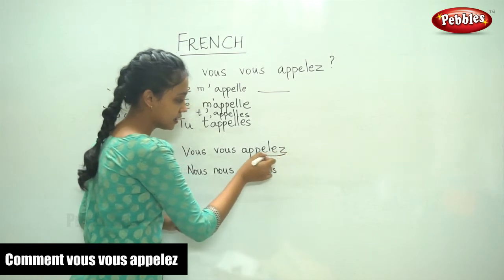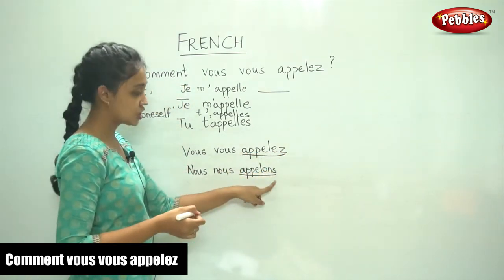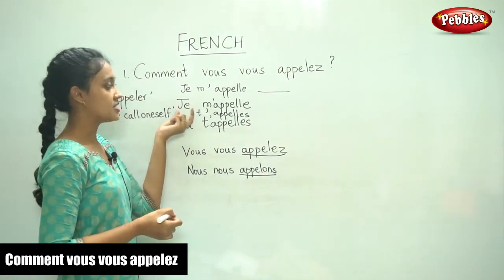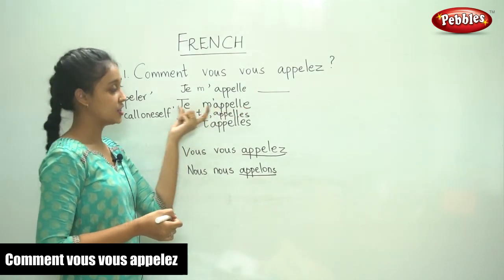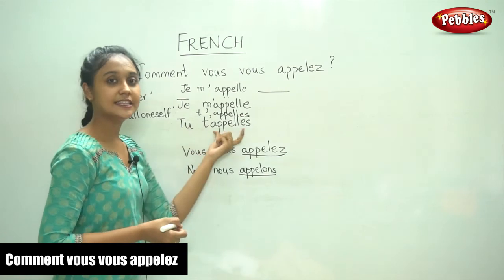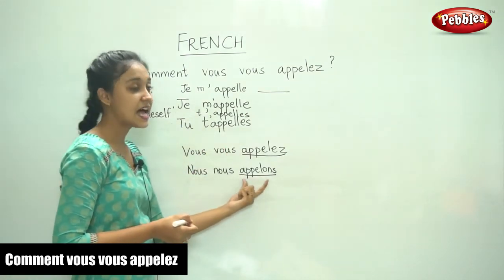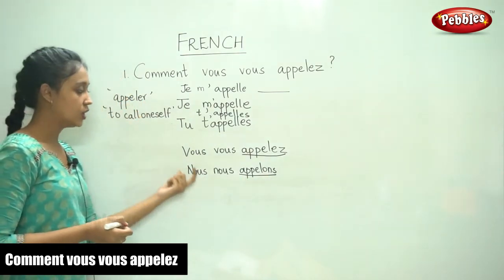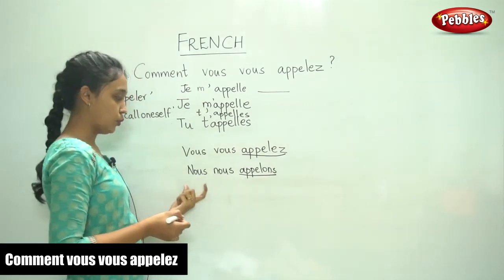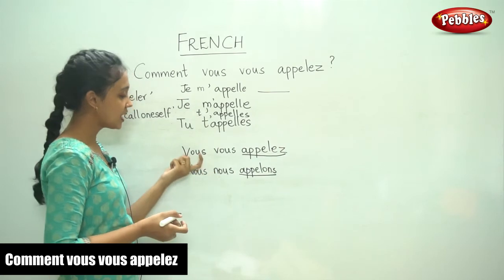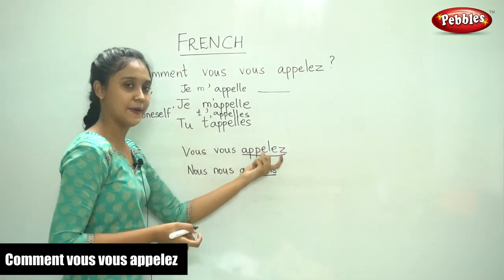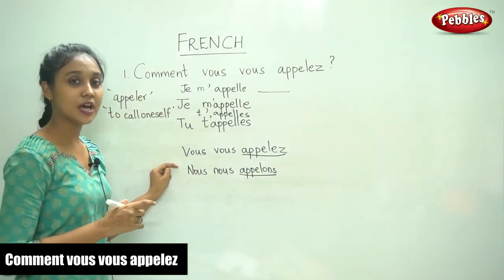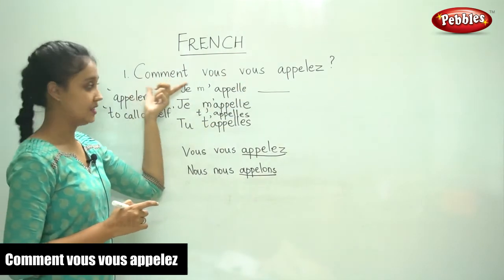Notice that the conjugation of the verb changes depending on the subject we are using. If it is je, it is appelle. Je m'appelle. Tu t'appelles. For nous, it is appelons. And since appeler is a reflexive verb, we say nous appelons. We call ourselves. And vous appelez. You call yourselves. So these are the 4 cases where we use this question most probably.